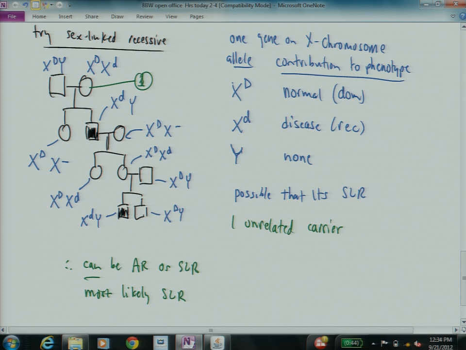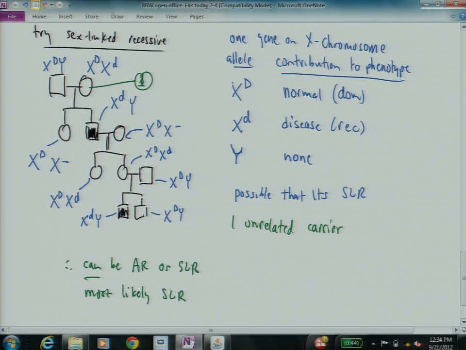So, on an exam, you have to read carefully. If I ask, is it possible that this is sex-linked recessive? You would say yes. If I say, is it possible that it's autosomal recessive? You would say yes. If I said, is it possible that it's autosomal dominant? You would say no. Okay.